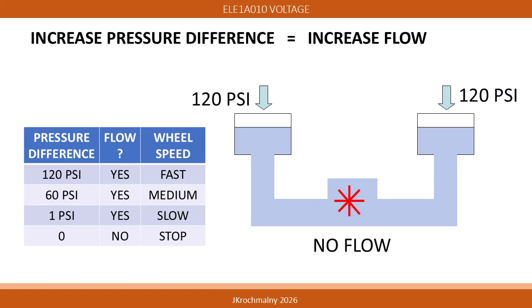Here we see that 120 psi exists on both sides of the water circuit. Under this condition, there is 0 pressure difference. Also notice that there is no flow happening in the circuit, stopping the paddle wheel. It is important to understand that the reason the paddle wheel is not spinning is not because of lack of pressure. We see 120 psi at both ends of the water circuit, but if there is no pressure difference, there will not be any flow.